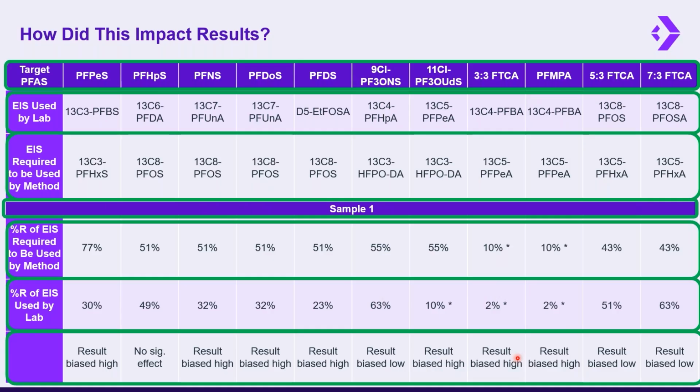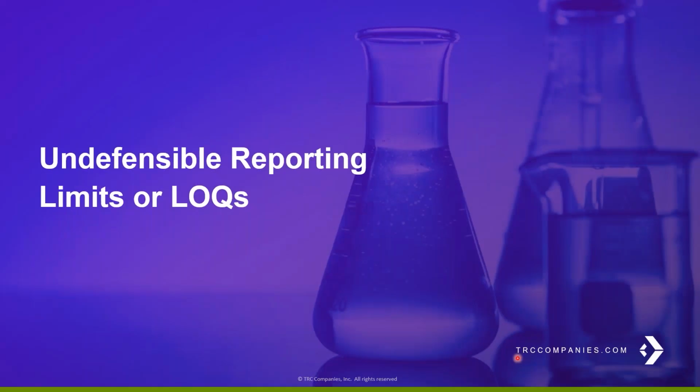Lesson learned here: this was written up in the lab's narrative, but it didn't make sense. So again, question the lab. You need to have the most accurate results reported for your clients so you can make appropriate decisions. And the final example I'm going to show you today is an instance where the reporting limits reported by the lab were lower than the lab was able to demonstrate or justify, but then there was another little twist also.